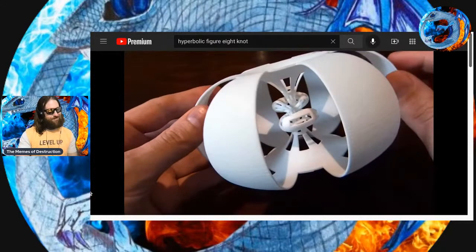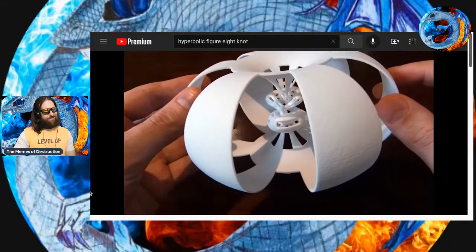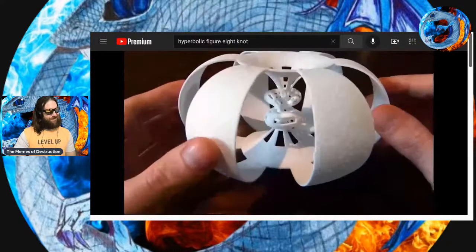So one of the most interesting things about the figure 8 knot complement is that its complement is actually a hyperbolic manifold. Hyperbolic, you say? It's one of the simplest examples of hyperbolic manifolds. A simple example, you say? So where did this come from?